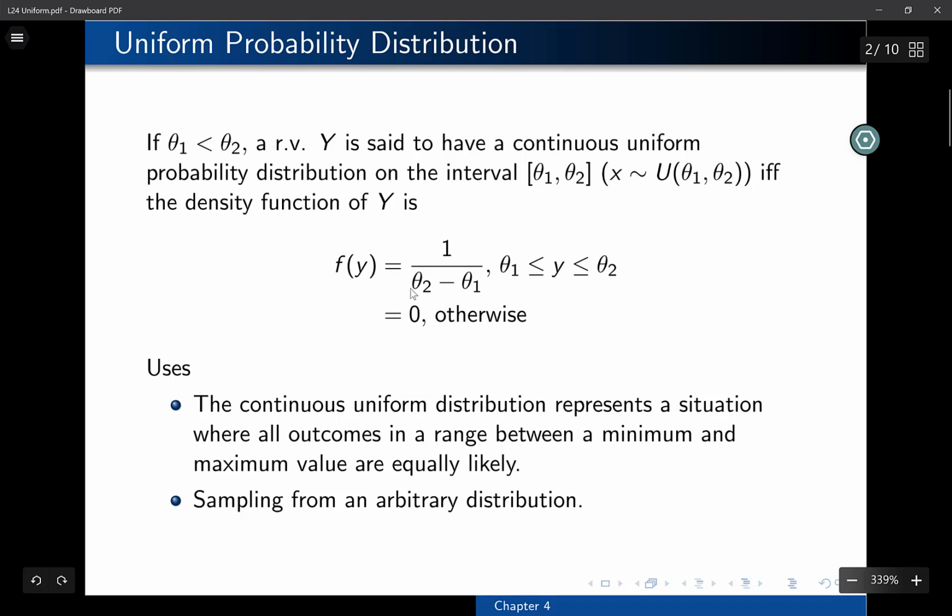So you see that this density function is a constant. It does not depend on y. So the continuous uniform distribution represents a situation where all the outcomes are equally likely between some minimum and maximum value. So this theta 1 would be the minimum value and this would be the maximum value, and all of the outcomes are equally likely.